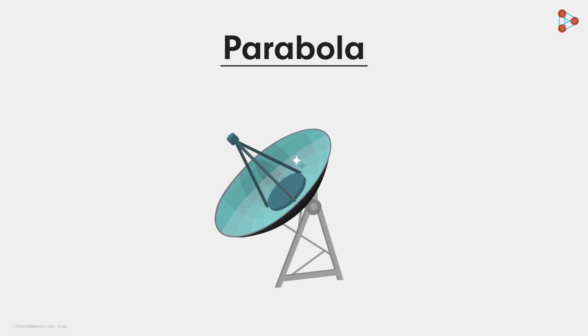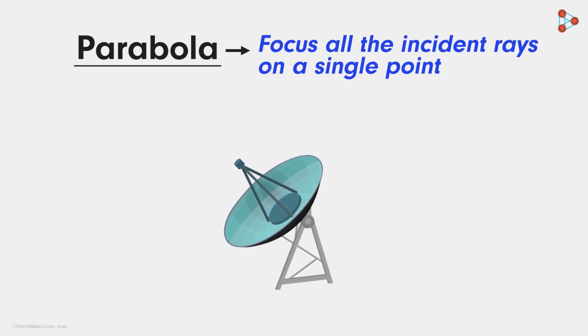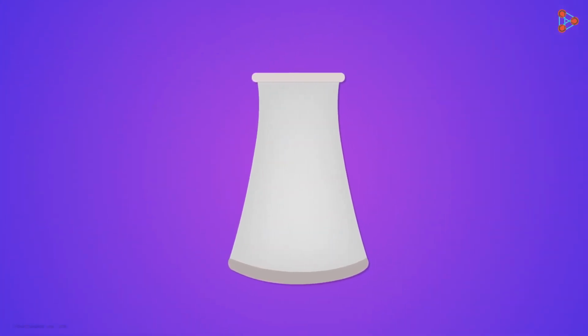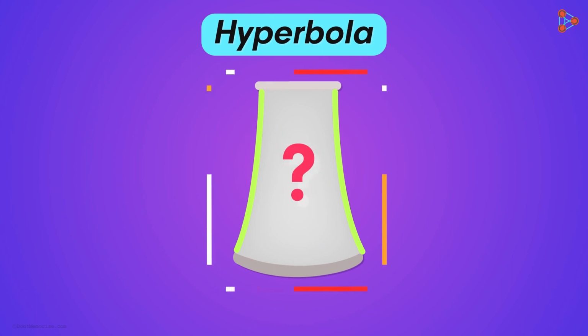So why do you think the satellite dish is parabolic in shape? Parabola has a property to focus all the incident rays on a single point. So if we keep a receiver at this point, all the reflected rays are focused here at this point. Now can you tell me the shape of this furnace? This curve is a hyperbola. Can you tell us why furnaces are shaped like this?